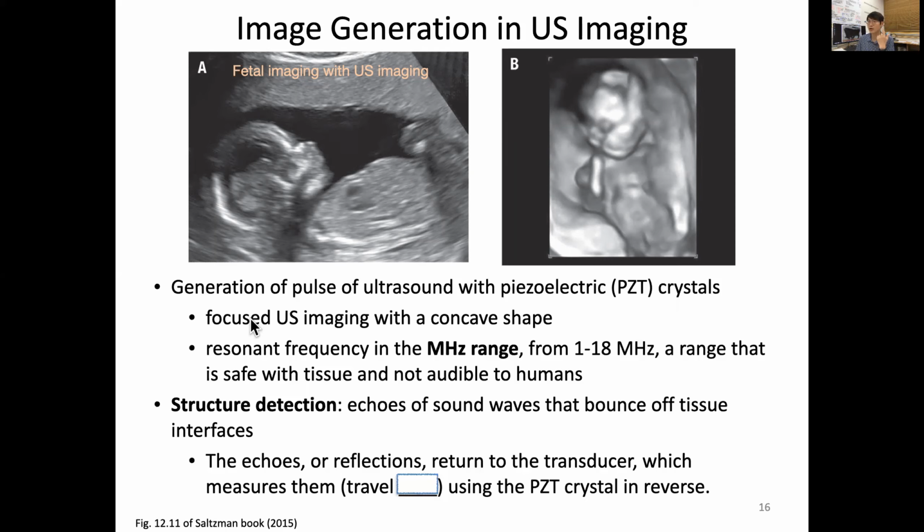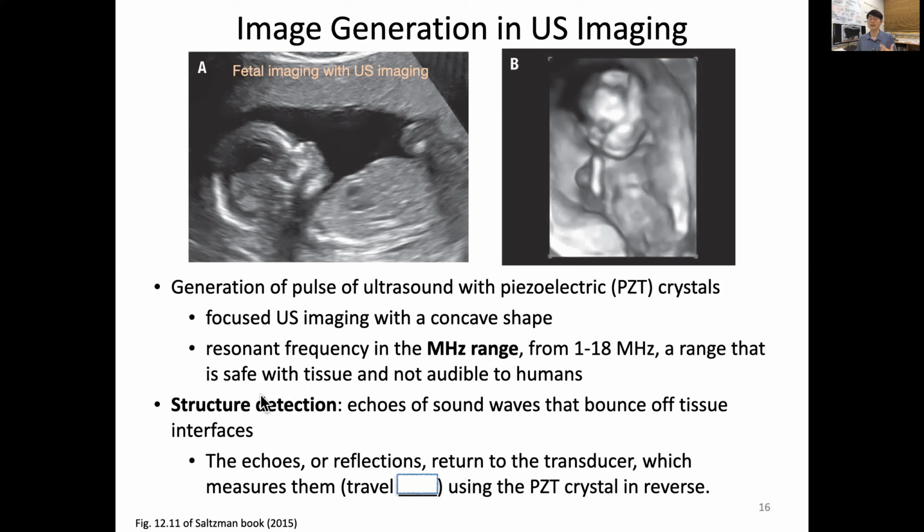So we can also focus ultrasonic imaging by using a concave shape, because by making this vibration, we can create that wavefront as a focusing. And also the resonant frequency of this ultrasound is in the megahertz range. So when you visit a clinic, you may take a look at various kinds of ultrasonic transducers, and you may be able to find their frequency range, usually megahertz. So 1 to 18 megahertz.